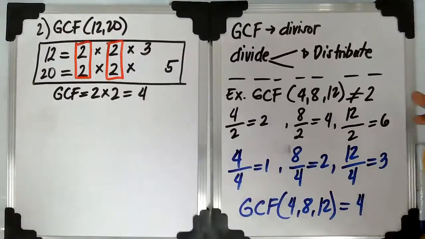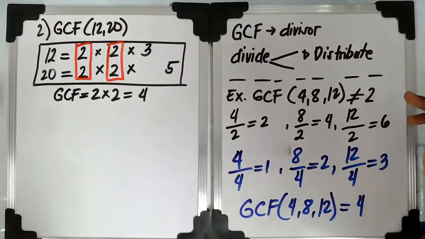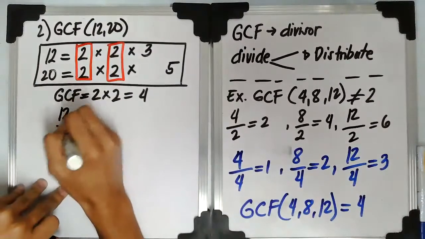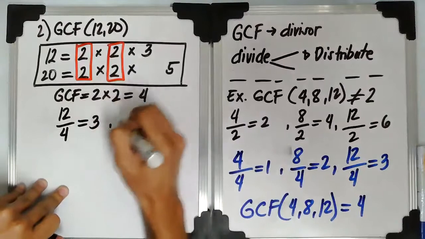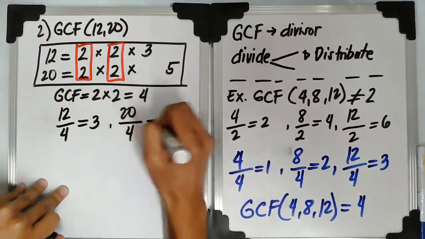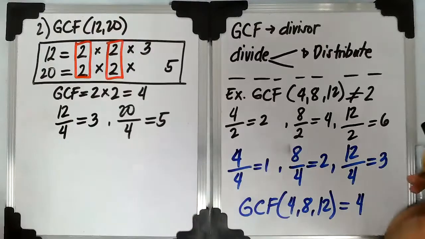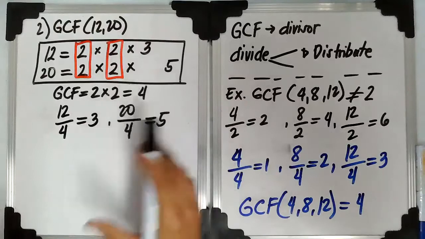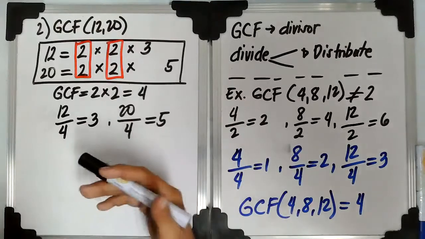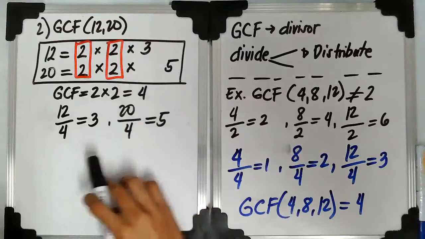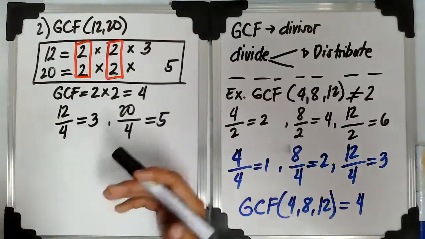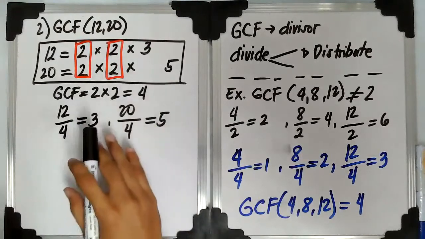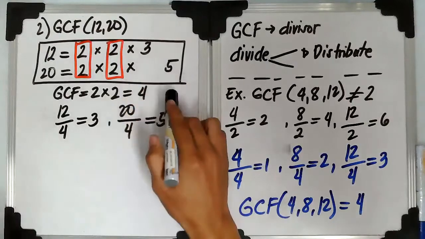Since we know in the first part of this video that the GCF serves as a divisor, we divide the given numbers by 4. So 12 over 4 is 3, and 20 over 4 is 5. You notice that 3 and 5 are the factors that are left on the table, so the next time we get the GCF, we don't have to divide the given numbers to see that the quotients will be relatively prime. You just look on the table for the factors that 12 and 20 don't have in common, which are 3 and 5.